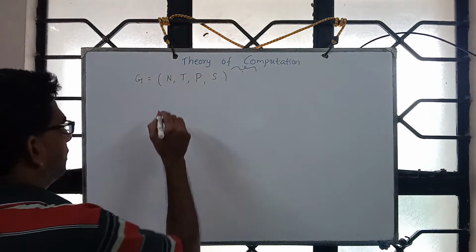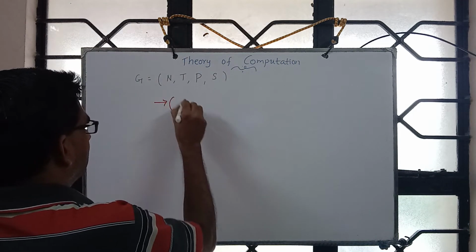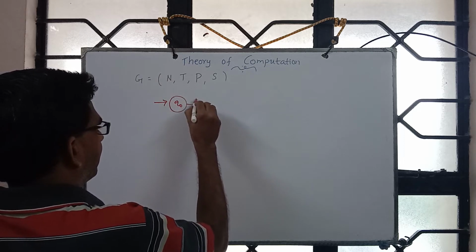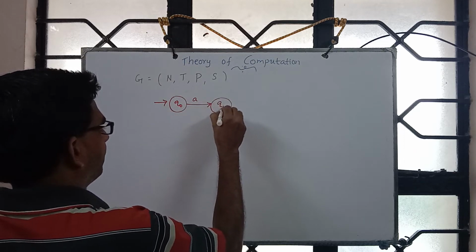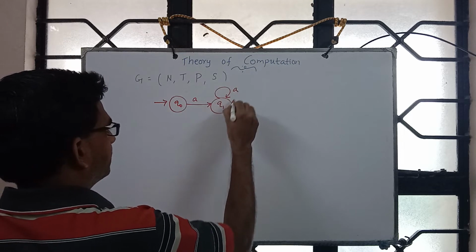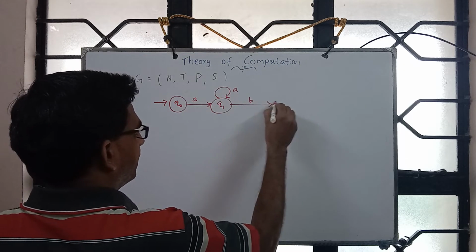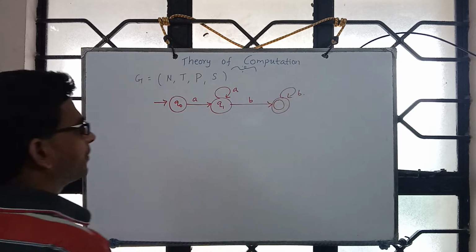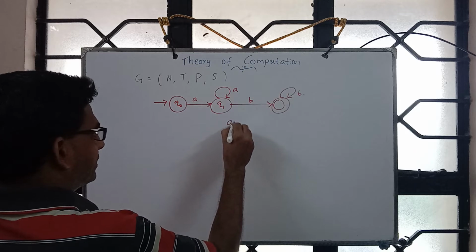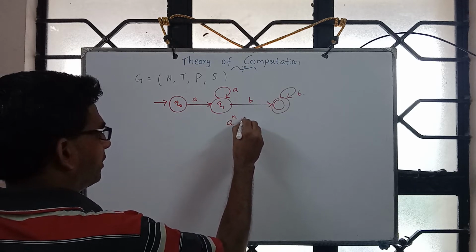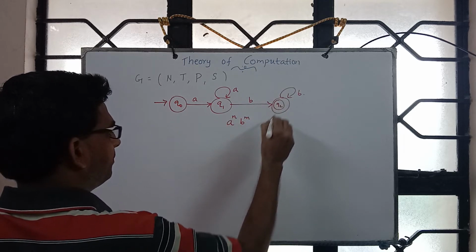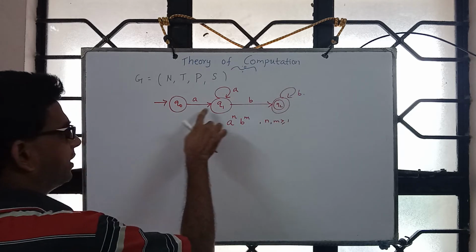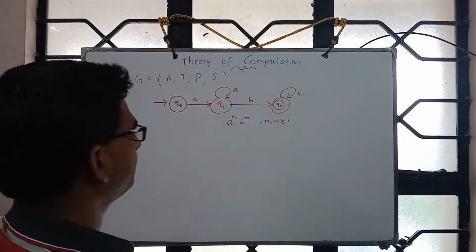Consider this automaton. Q0. On reading a, we go to Q1. Subsequent a's we read here. When we read a b, we go here, and subsequent b's we read here. We know that the language accepted by this is a^n b^m, where n, m are at least 1, because we read at least one a and one b.